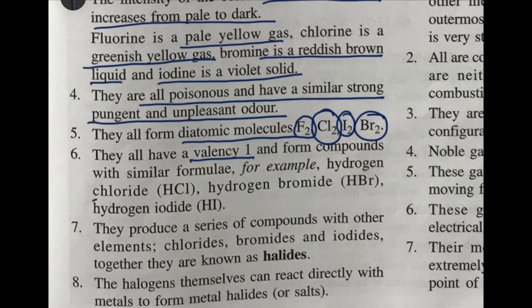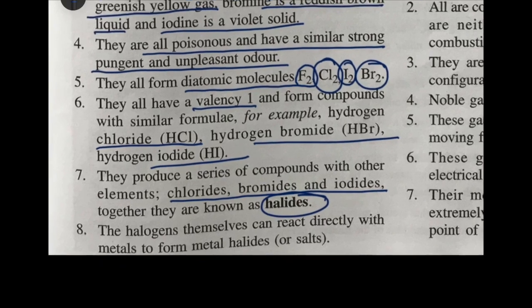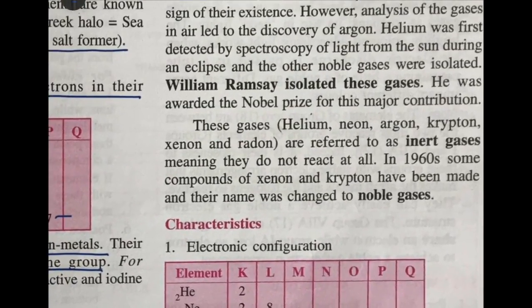For example, hydrogen chloride HCl, hydrogen bromide HBr, hydrogen iodide HI. They produce a series of compounds with other elements. They form chlorides, bromides, and iodides, and together they are known as halides. So when we are talking about halides, we are talking about chlorides, bromides, and iodides. The halogens themselves can react directly with metals to form metal halides. That means a direct combination reaction can take place to form the metal halides or salts.